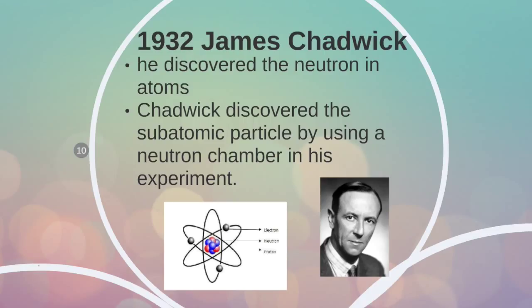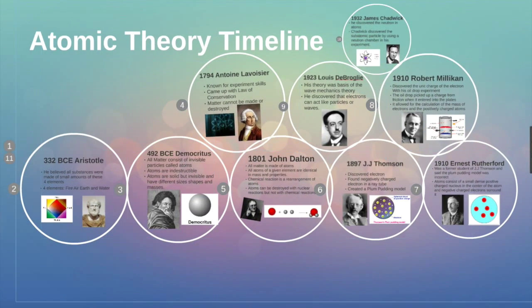In 1932, James Chadwick discovered the neutron in atoms. Chadwick discovered the subatomic particle by using a neutron chamber in his own experiment. And that is the atomic theory timeline.